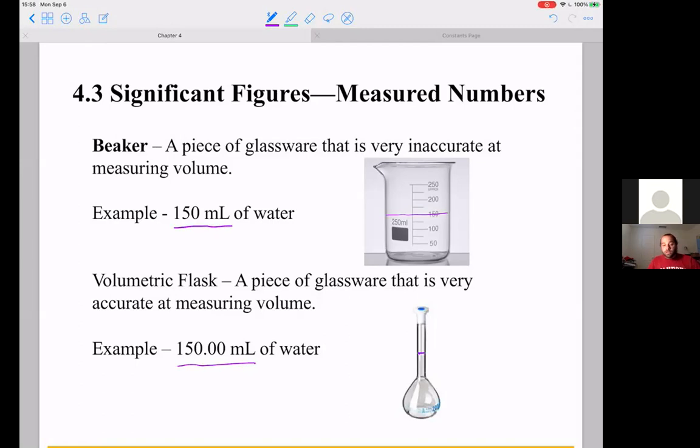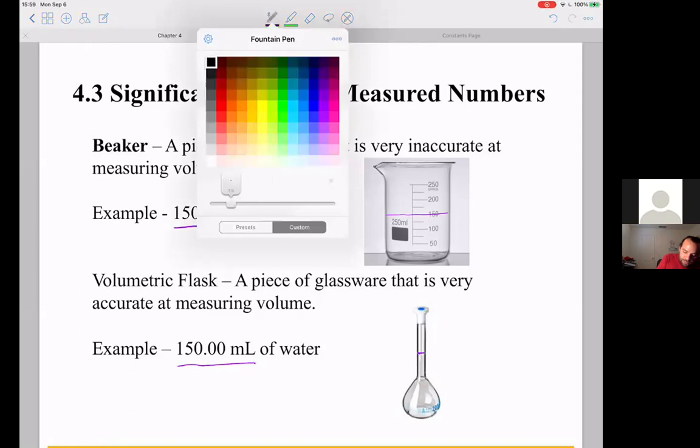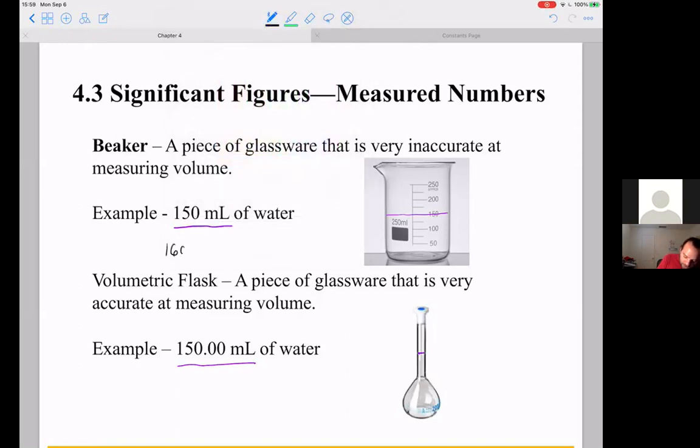Well, if you were a mathematician, you would say these are the same numbers, right? They are. They're both just 150, 150.00 and 150. They're the same number from a mathematical standpoint. But from a scientist standpoint, from a chemist standpoint, one of these numbers represents a way more accurate measurement than the other, okay? Because in the beaker, I don't have that .00, right? So what I'm basically saying is I know that that measurement is somewhere between 160 milliliters and 140 milliliters. It's somewhere in there, right? That's my uncertain digit that I was talking about.